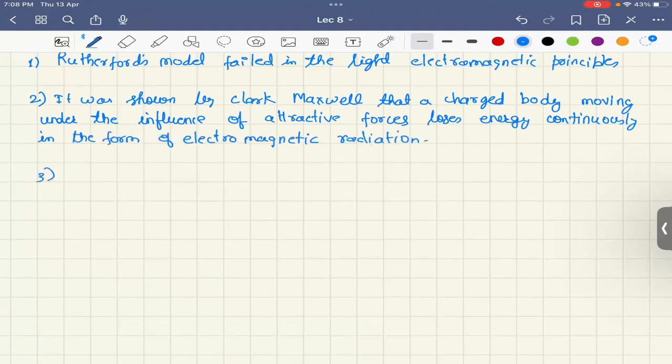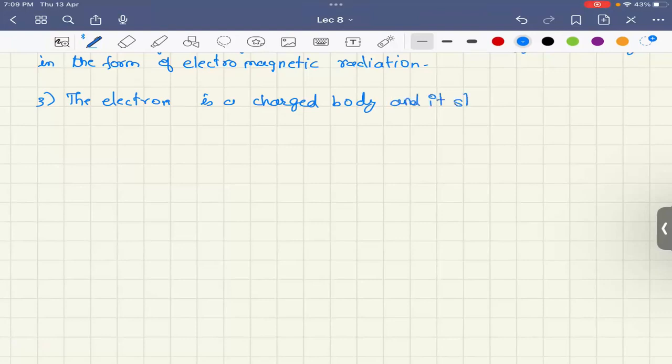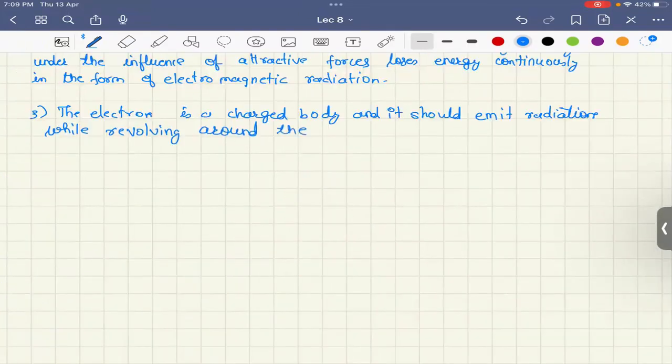Thus, what we can conclude from this is, the electron is a charged body and it should emit radiations, right, while revolving around the nucleus. As a result of this, what should happen is the electron should collide onto the nucleus, right? So I will show you the picture.